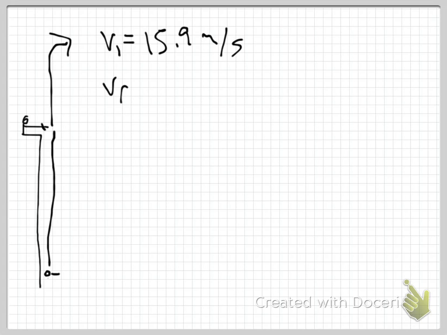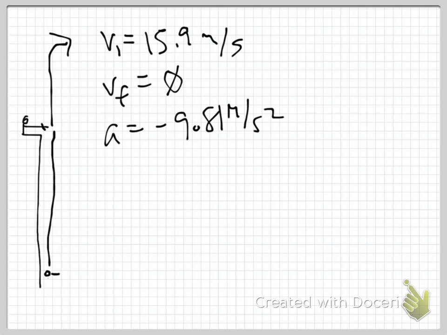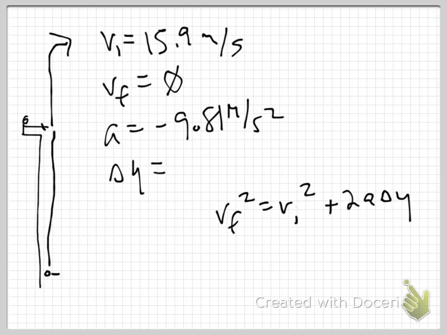You have a VF at top of flight. VF at top of flight is always what? Zero. 0 meters per second. And we have acceleration, of course, because we're on Earth within the confines of the atmosphere. What we'd like to know is how high does this thing rise before it stops and turns around? So the easiest expression to use is VF squared equals VI squared plus 2A delta Y. We are, of course, rearranging to solve for delta Y.